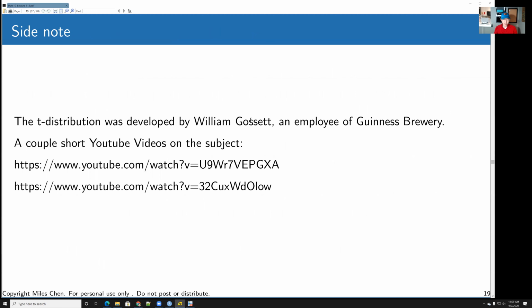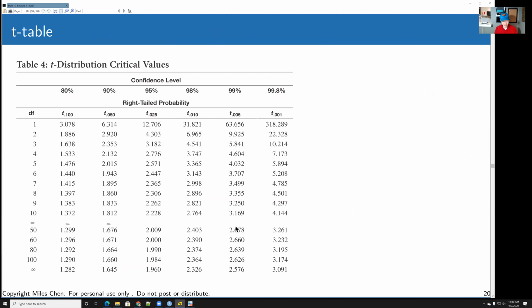Okay. Oh yeah, so this is about William Gossett, and you can watch these YouTube video clips about the t-distribution, but that's a side note there.